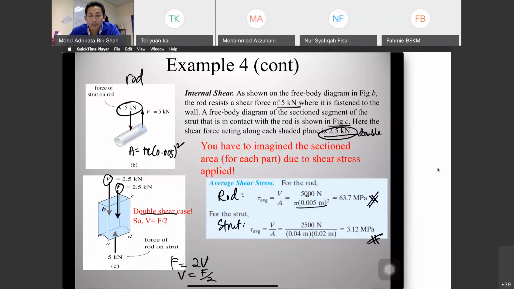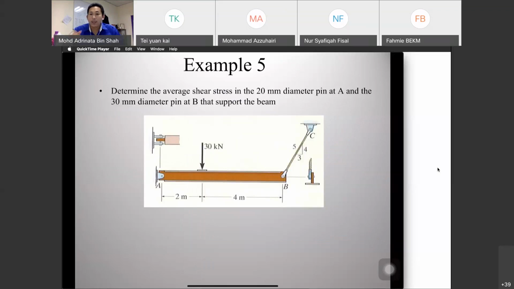So in this, you have to imagine the section area for each part due to the shear stress applied. So you have to use imagination to imagine the parallel area.